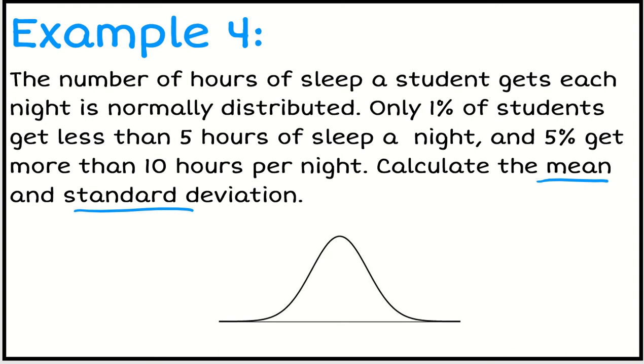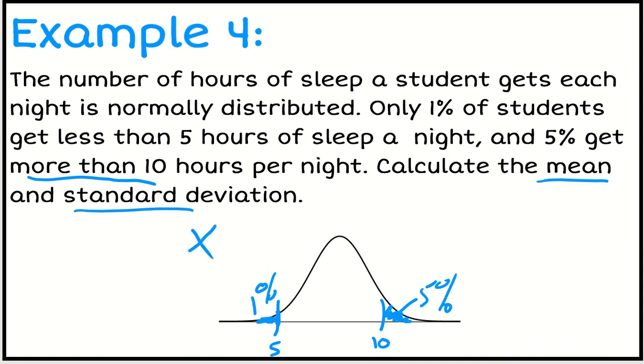We know the number of hours of sleep is normally distributed. Only 1% get less than 5 hours. So I've got some point down here where the area below it is 1%, and only 1% get less than 5 hours. Then 5% get more than 10 hours. So pick a value there, there's my 10 hours, and 5% get more than 10 hours.